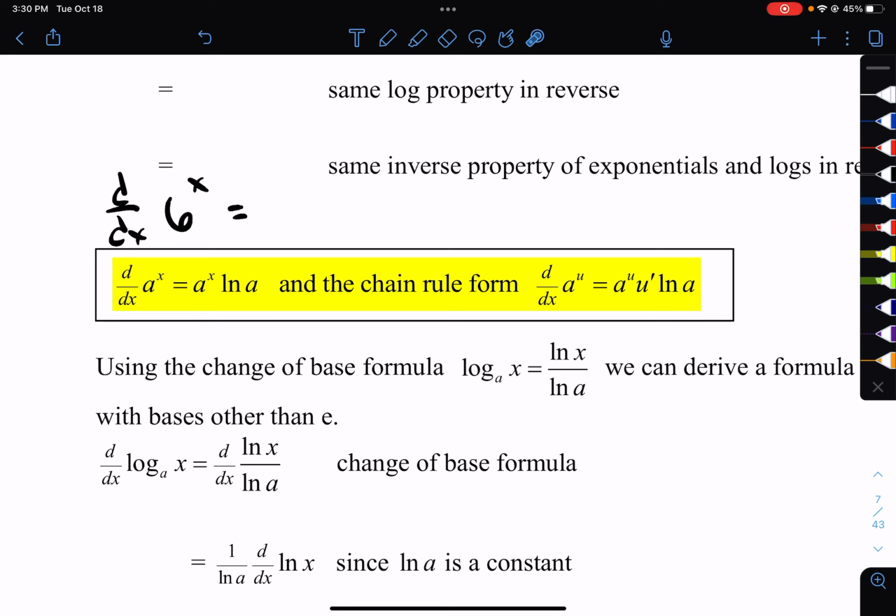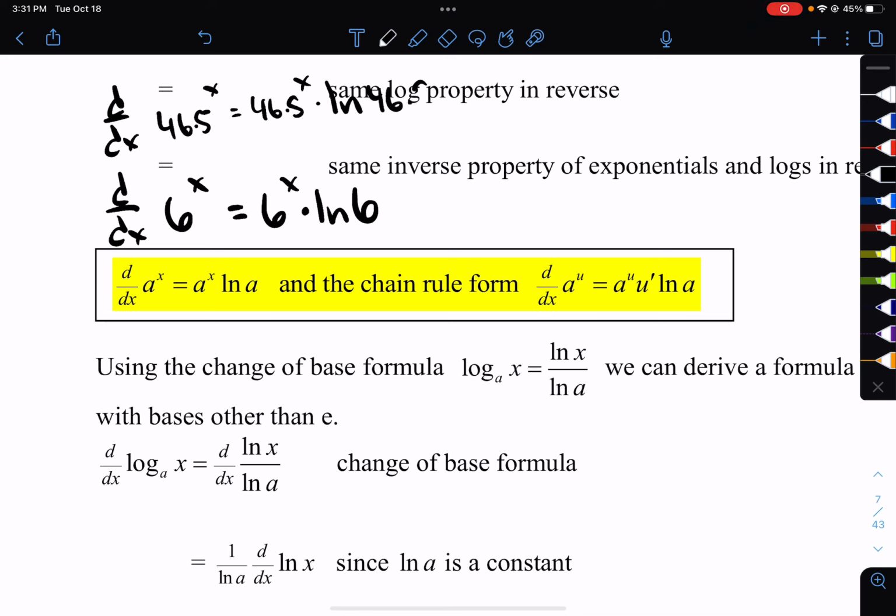Okay, we're not going to worry about why that's the formula. That's what the formula is. You take a to the x and you rewrite it, and then you multiply by the natural log of a. So my problem right here, the derivative of 6 to the x is just 6 to the x multiplied by the natural log of 6. Okay, the derivative of negative 8 to the x, I don't like using negatives, that might cause us some problems later. The derivative of 46.5 to the x power is just 46.5 to the x multiplied by the natural log of 46.5.